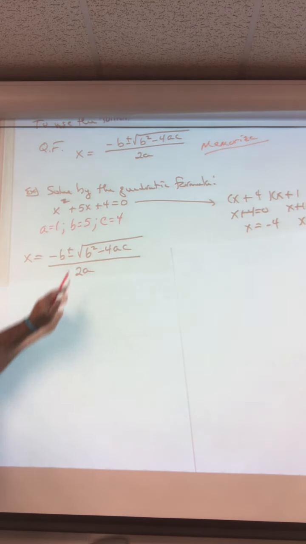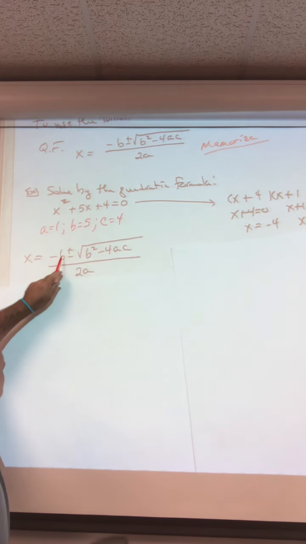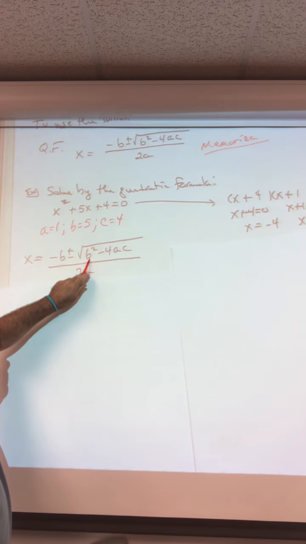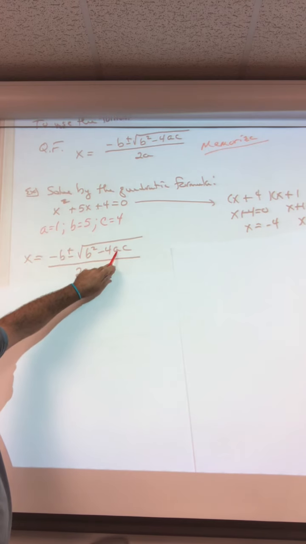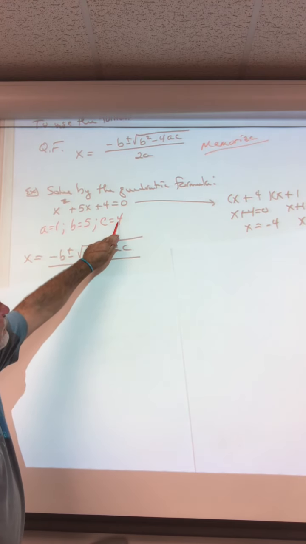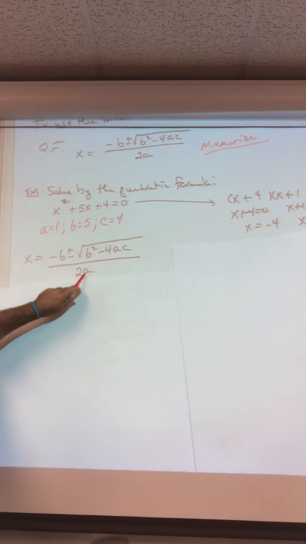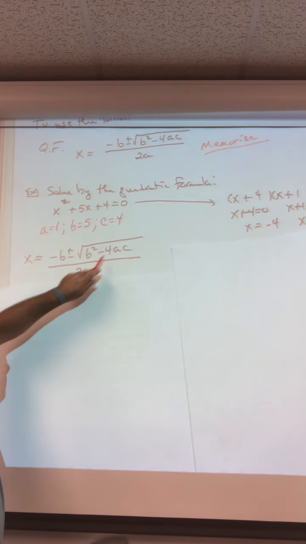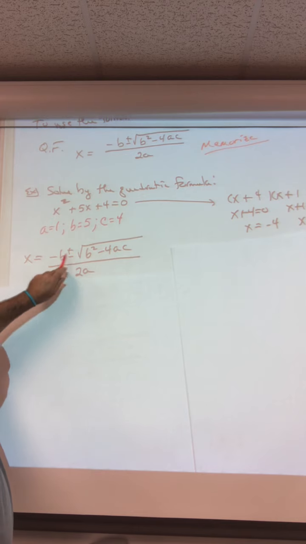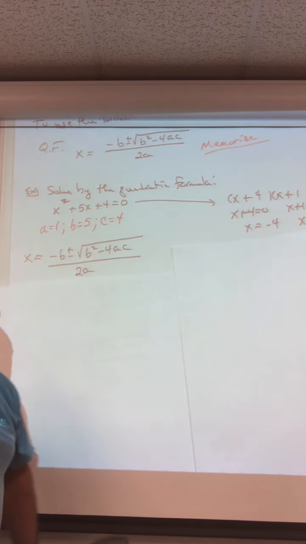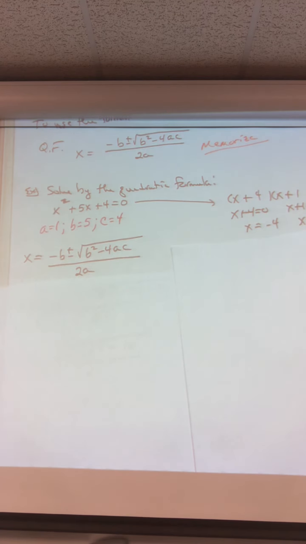Now what I'm about to do is take 5, put it right here. 1, we'll put it right there. 4, I'm going to put it right there. And then 1, I'm going to put it right there. So every place you have an A, put a 1. Every place you have a B, put a 5. Every place you have a C, put a 4. So that's what I did in the next line.